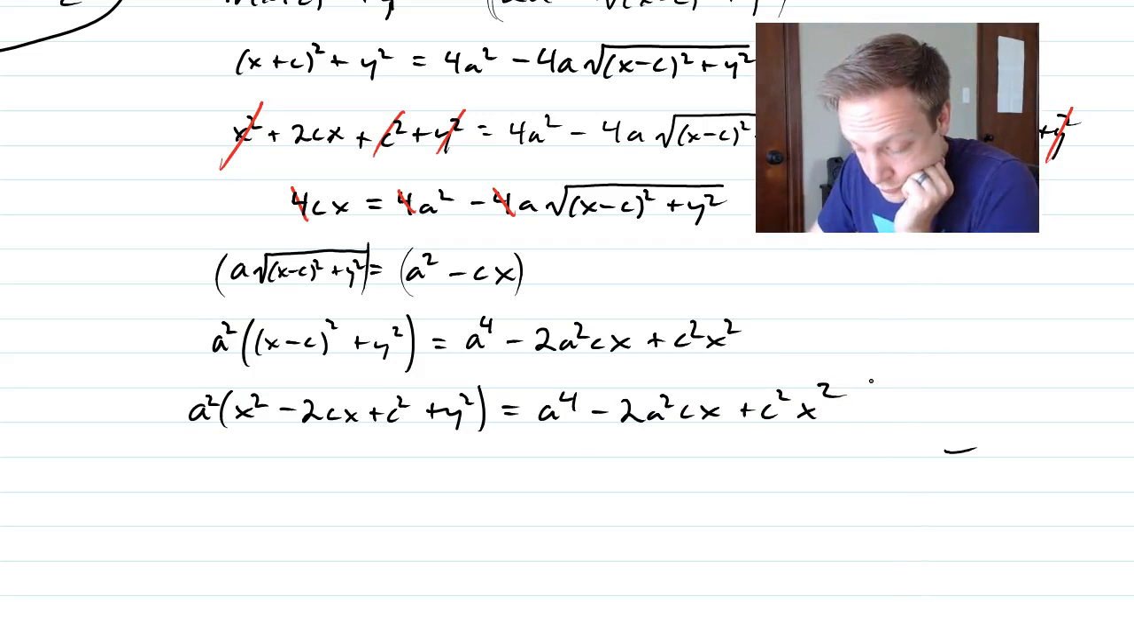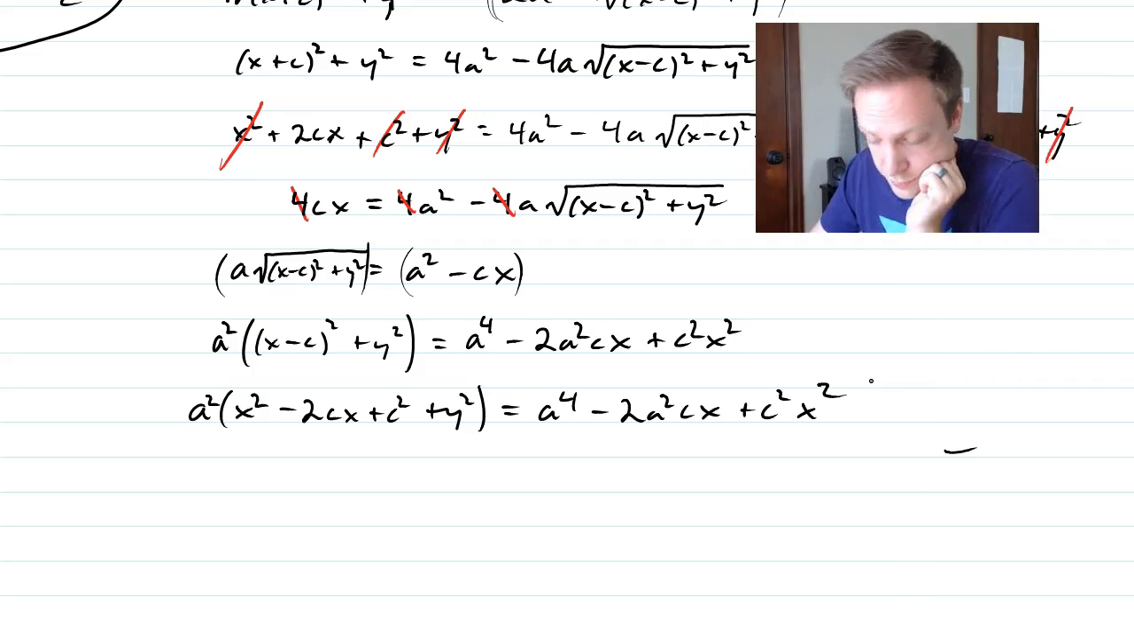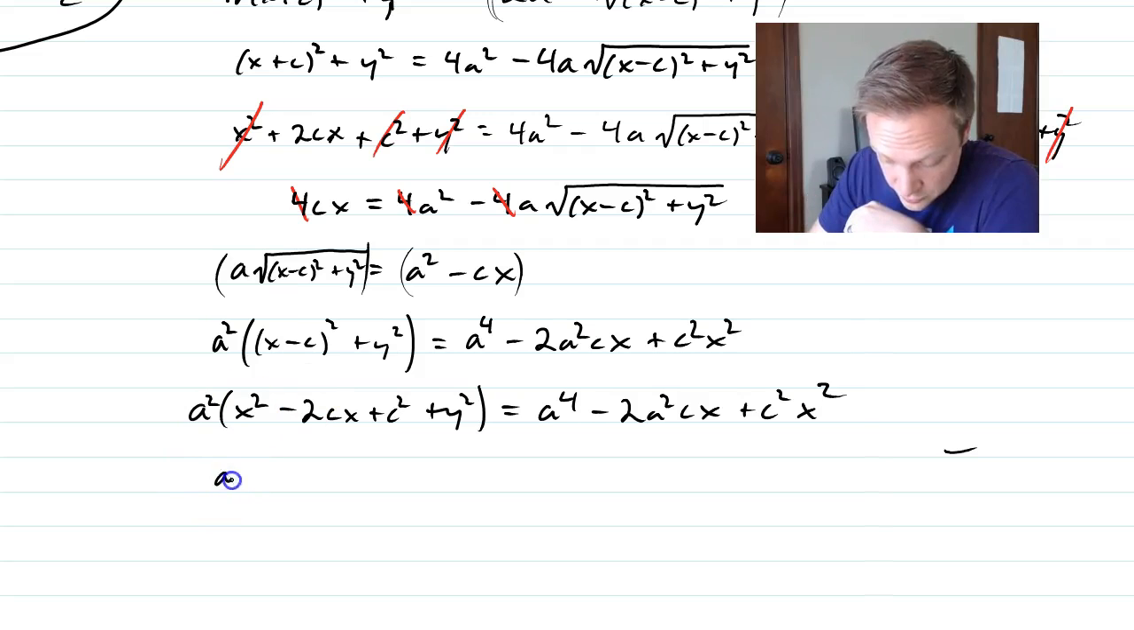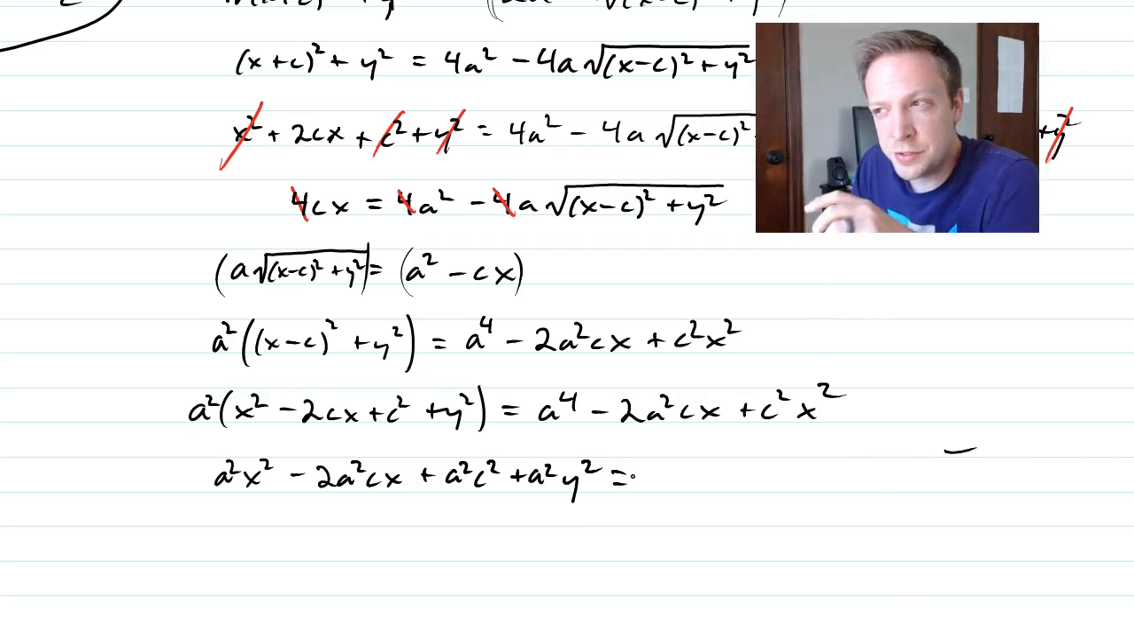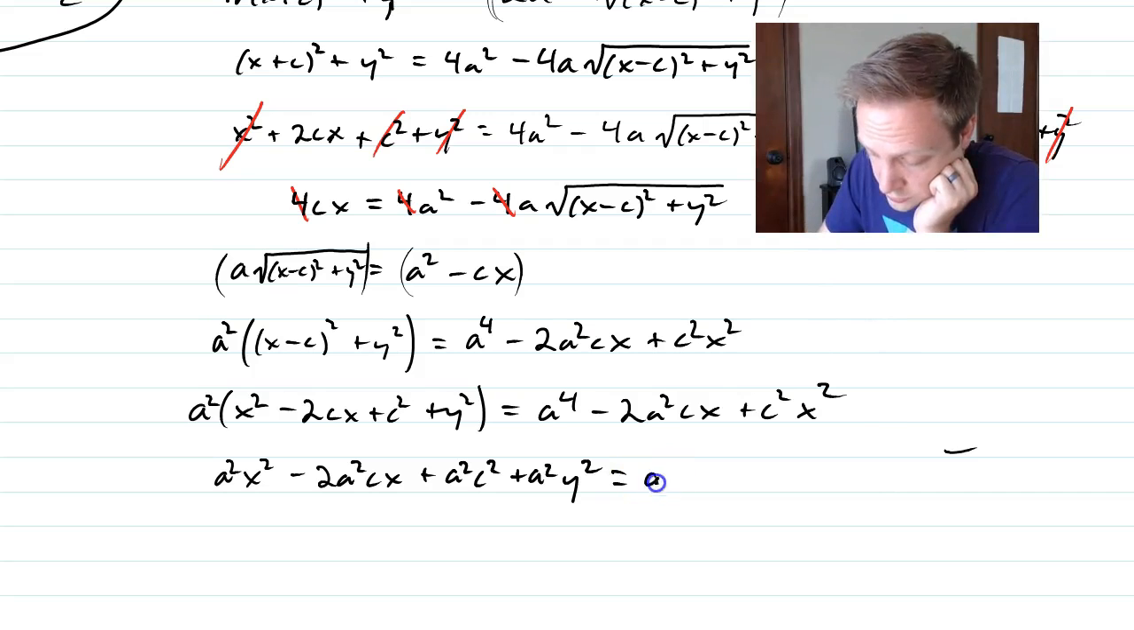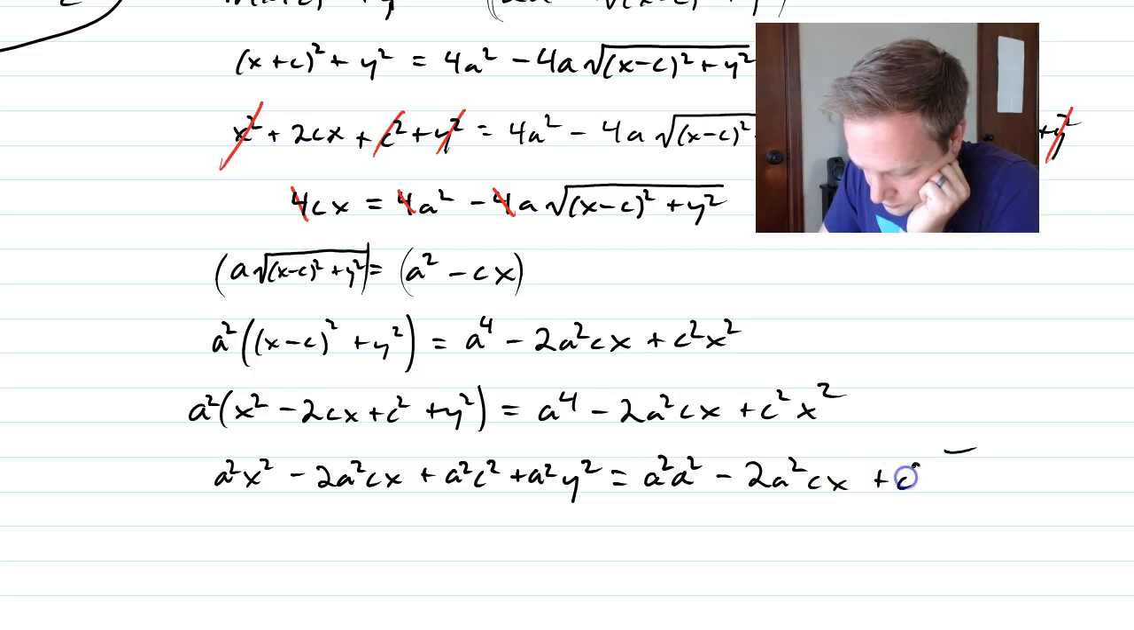Okay, so we're getting even closer. We still have to keep simplifying. So one thing we can do is drop the a squared in here. 2a squared cx plus a squared c squared plus a squared y squared equals, and to make things easier, you notice there's a lot of a squareds. I'm going to write a squared instead of a to the 4th, just in case. This is a squared cx plus c squared x squared.